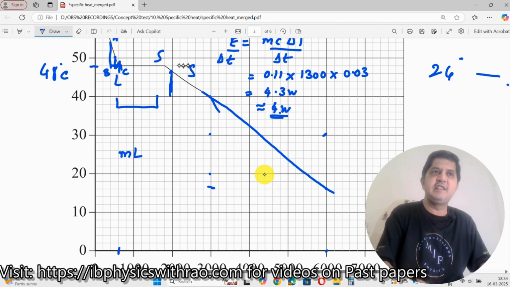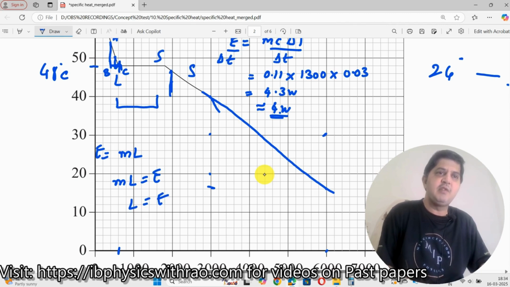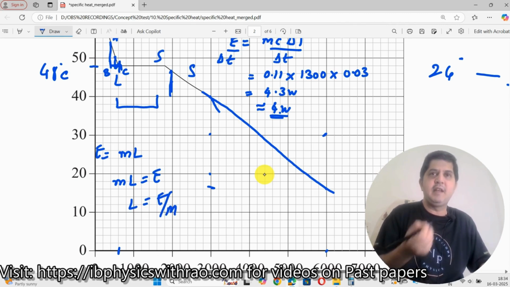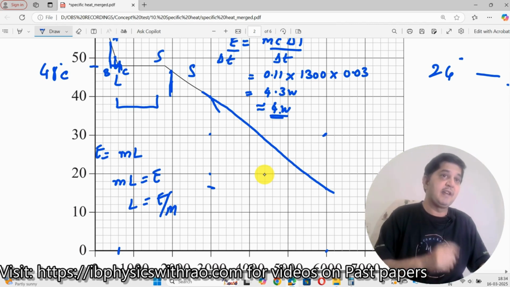Okay, there's no change in temperature, anyway, that is not there. Now L is not known. So now what we need is this energy E. So m into L is equal to E. L should be equal to energy by m. Now m is known anyway, 0.11 kg. What is this energy E? How do I know this? Okay, this is the question.